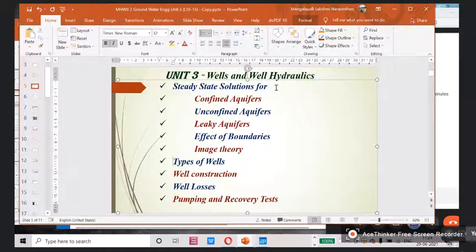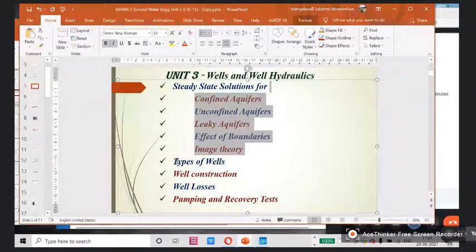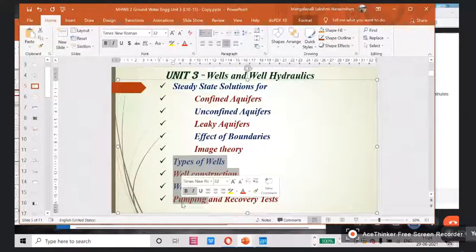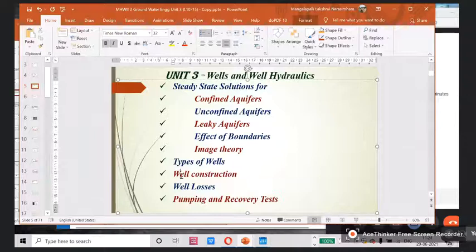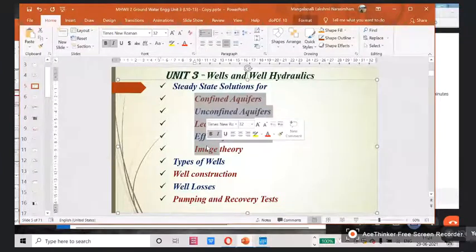So this is one part, and this is one part, and this is the other part, right? Now, this part, types of wells, well construction, well losses, pumping and recovery tests, will take up in the later part. So first we will finish the steady state solutions.